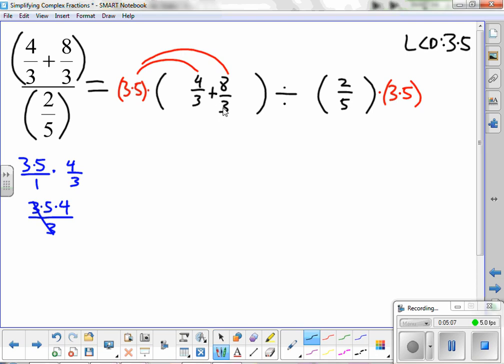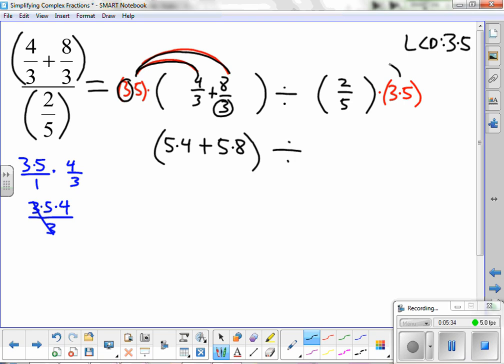Yeah, I'll do this side. So 3 times 5 times 4/3 is just going to turn to 5 times 4. Plus, now 3 times 5 times 8 divided by 3. So once you get better at this, you'll just see that the 3 here and the 3 here will go away. You're just left with 5 times 8. Okay, that's still my numerator.